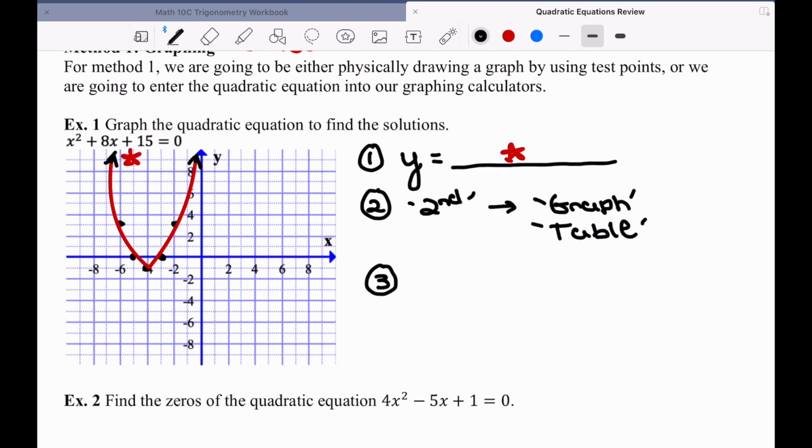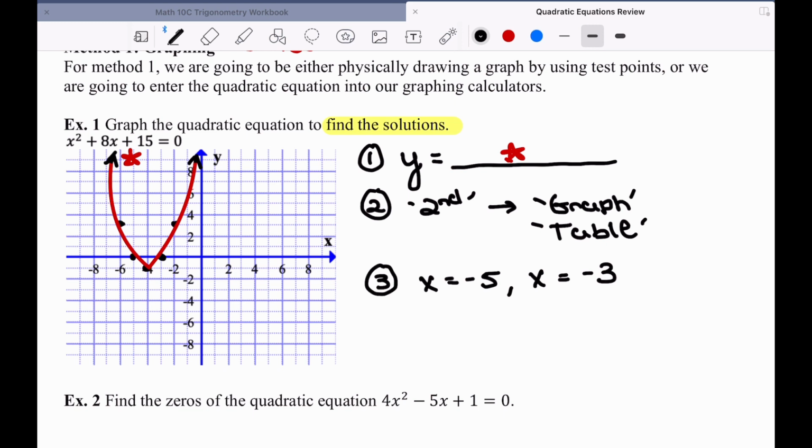Okay, so now our third step is what they were really asking for. They said, what are the solutions to this specific quadratic equation? Well, the solutions are going to be where it crosses the x-axis, which are our x-intercepts. Those occur when x is equal to -5 and x is equal to -3.